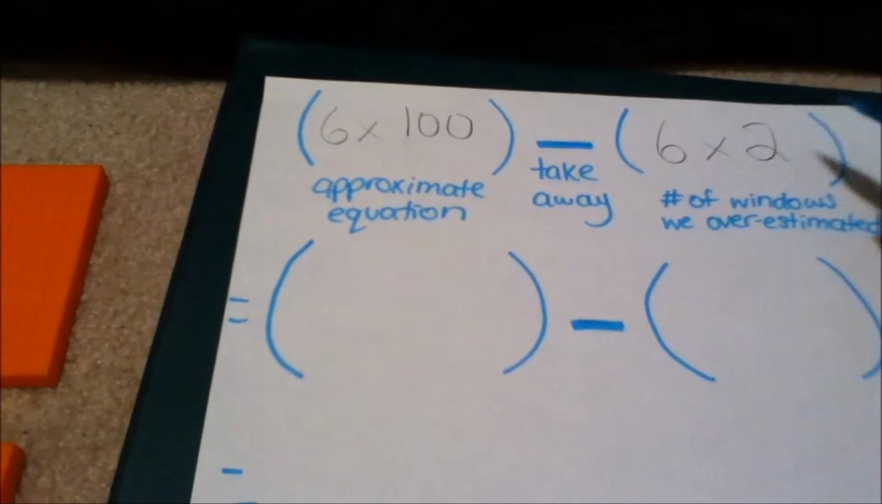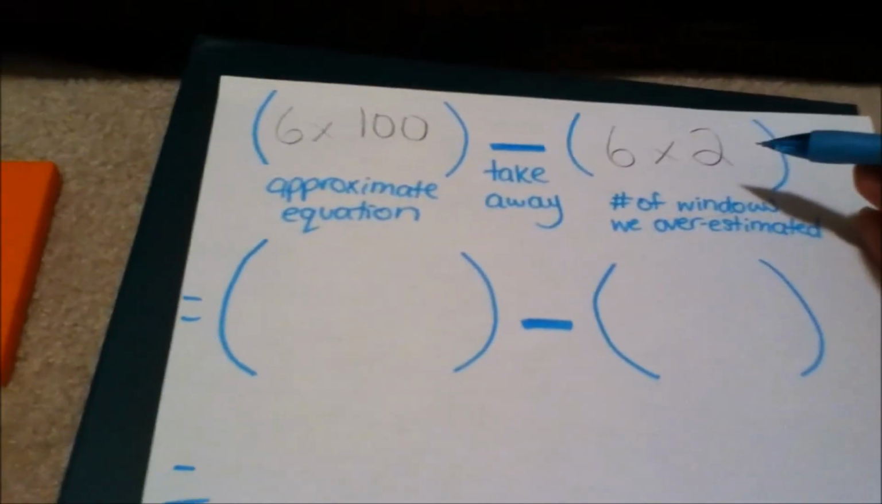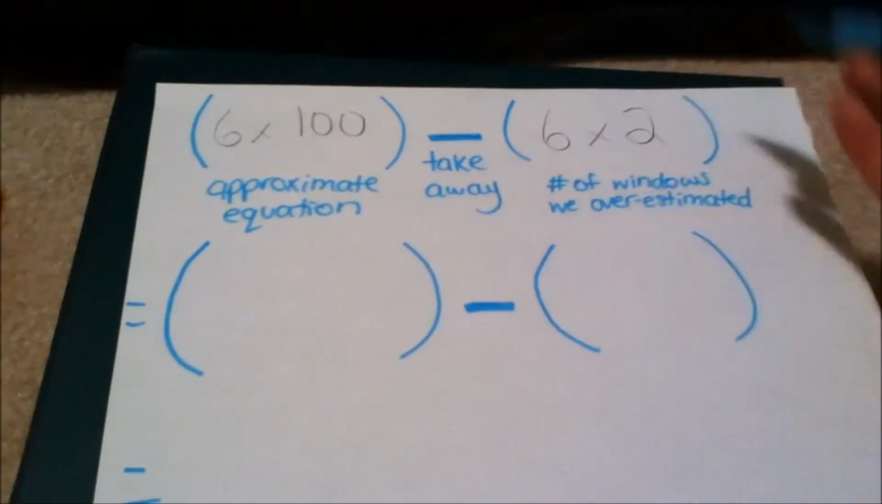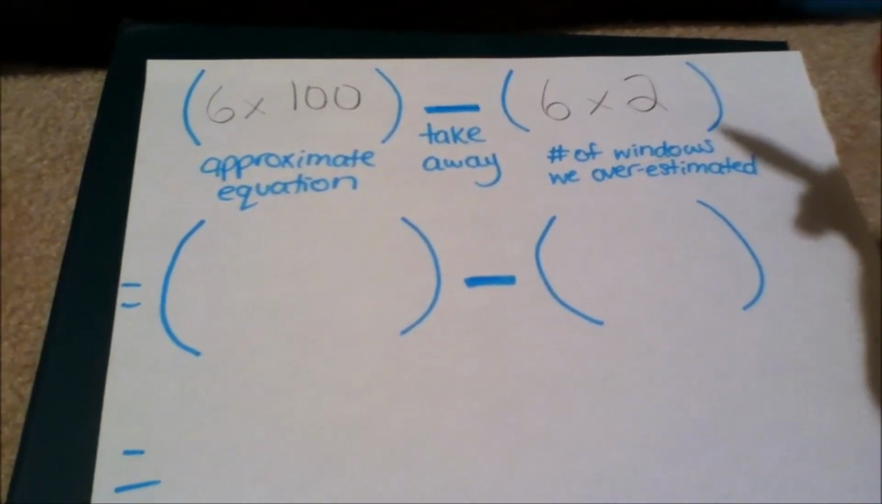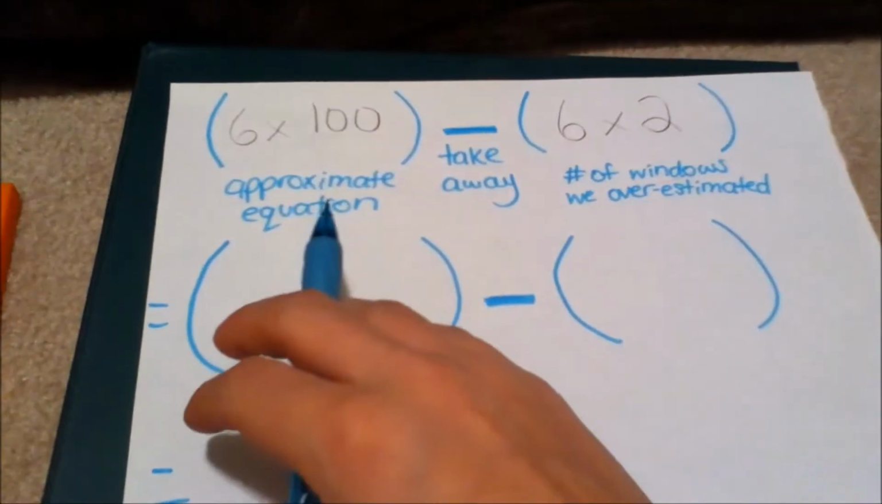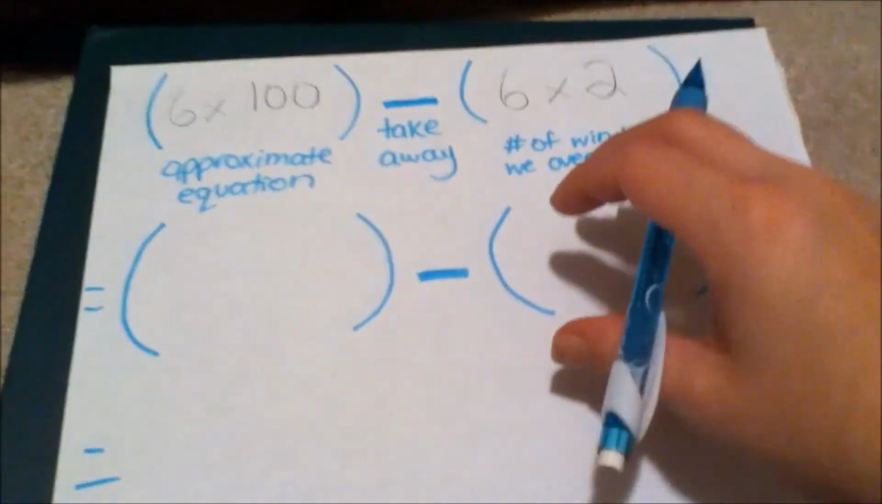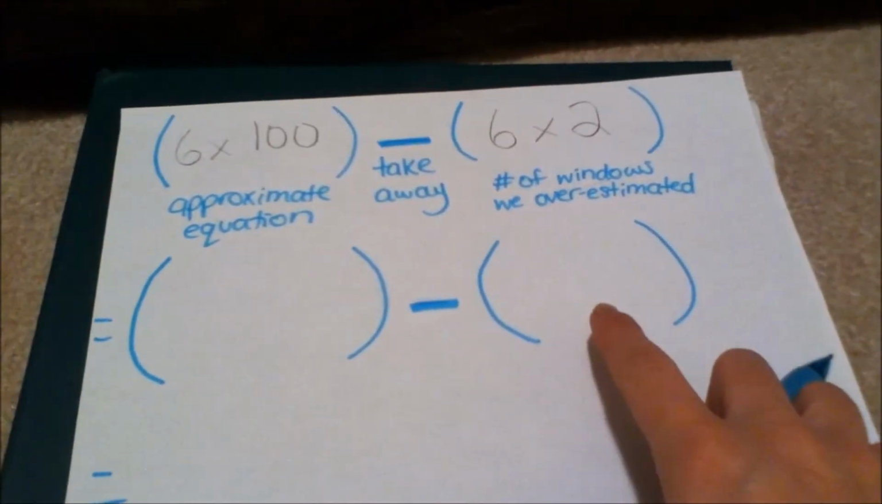So this number here is the number that I will need to subtract from my estimated total. Now that we have this whole thing, it might look complicated, but it's actually really easy. All we will have to do is, staying in the brackets, solve this equation down here, this equation down here, and then subtract the two numbers.